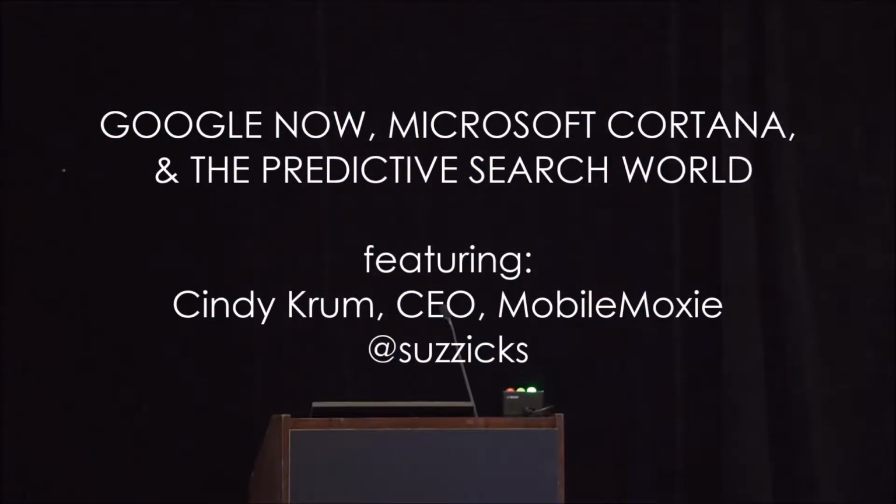Let's start with the basics. What is predictive search? Predictive search is when a search engine tries to anticipate what someone might search for based on a lot of different things. Those things usually include their current context, like where are they, what time is it, what day is it, things like that. Historical personal behaviors: what have they done before in this situation, what do they usually do when it's Sunday at 5 o'clock, things like that.